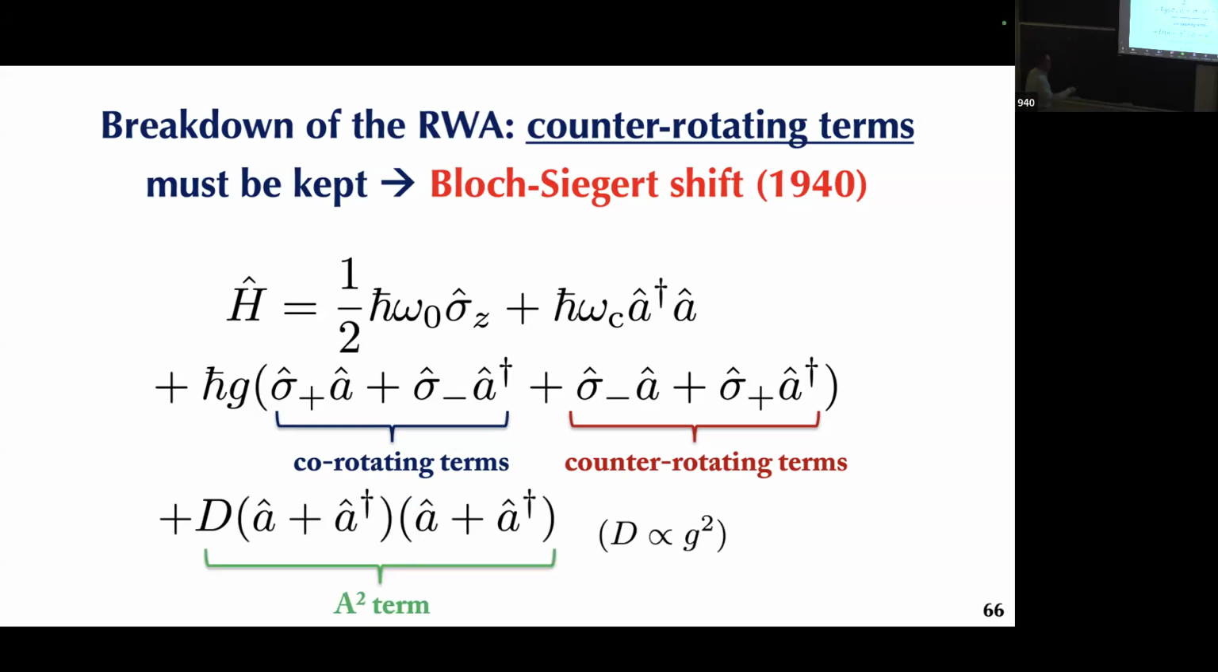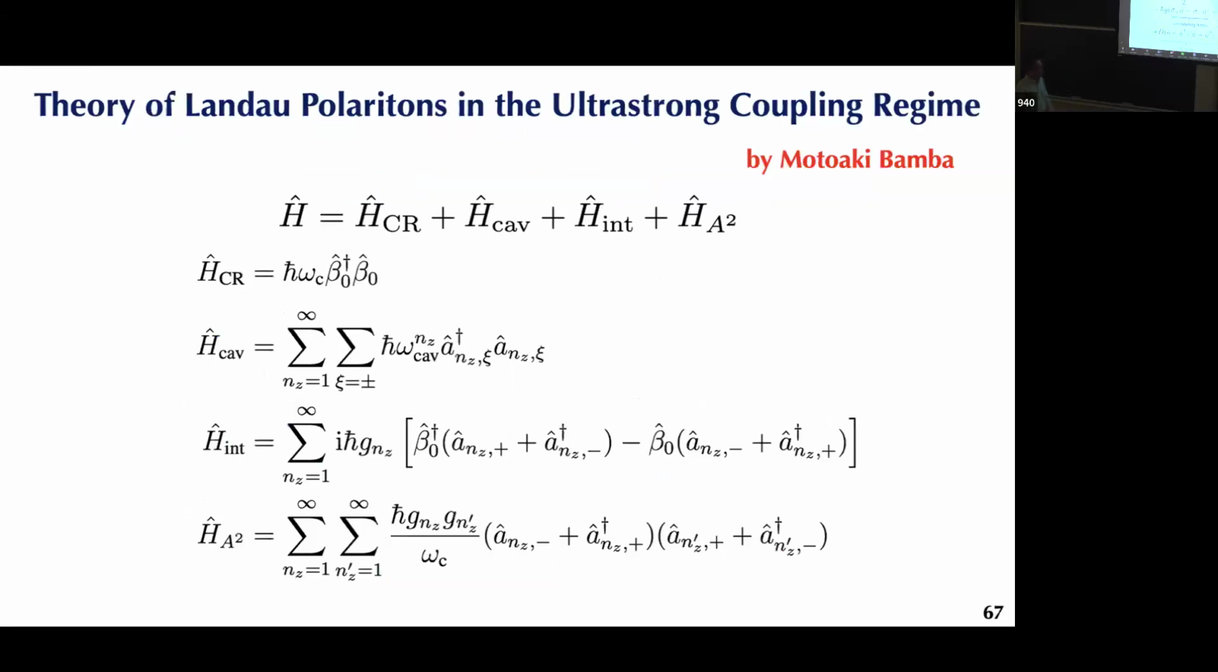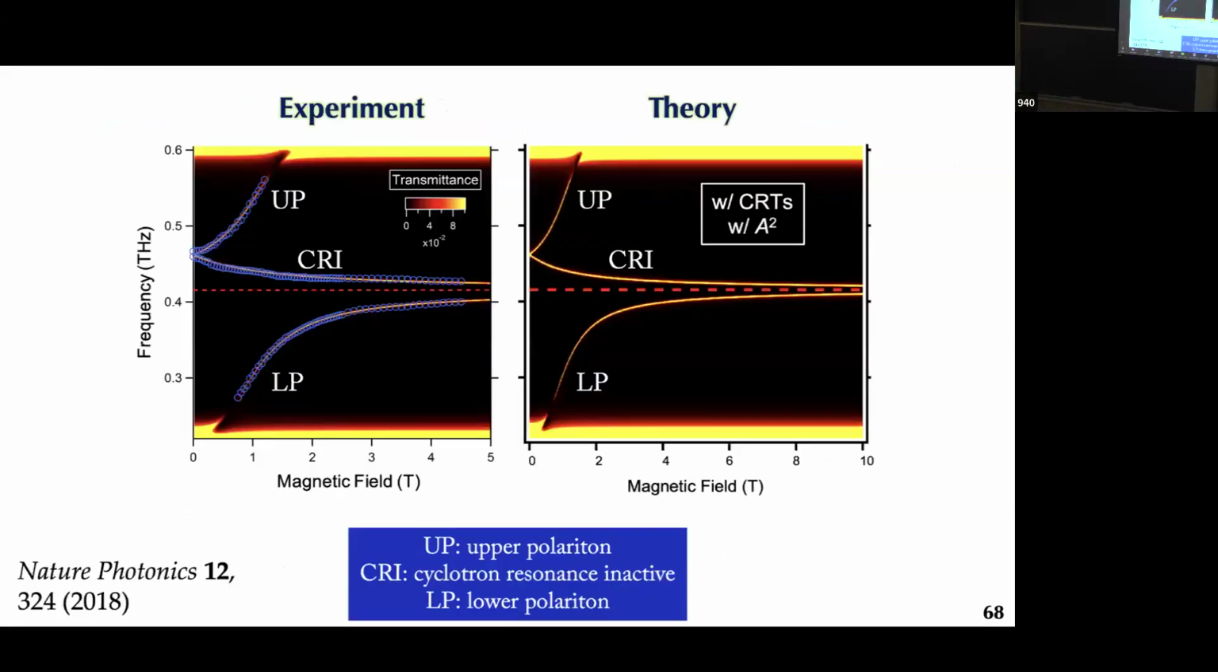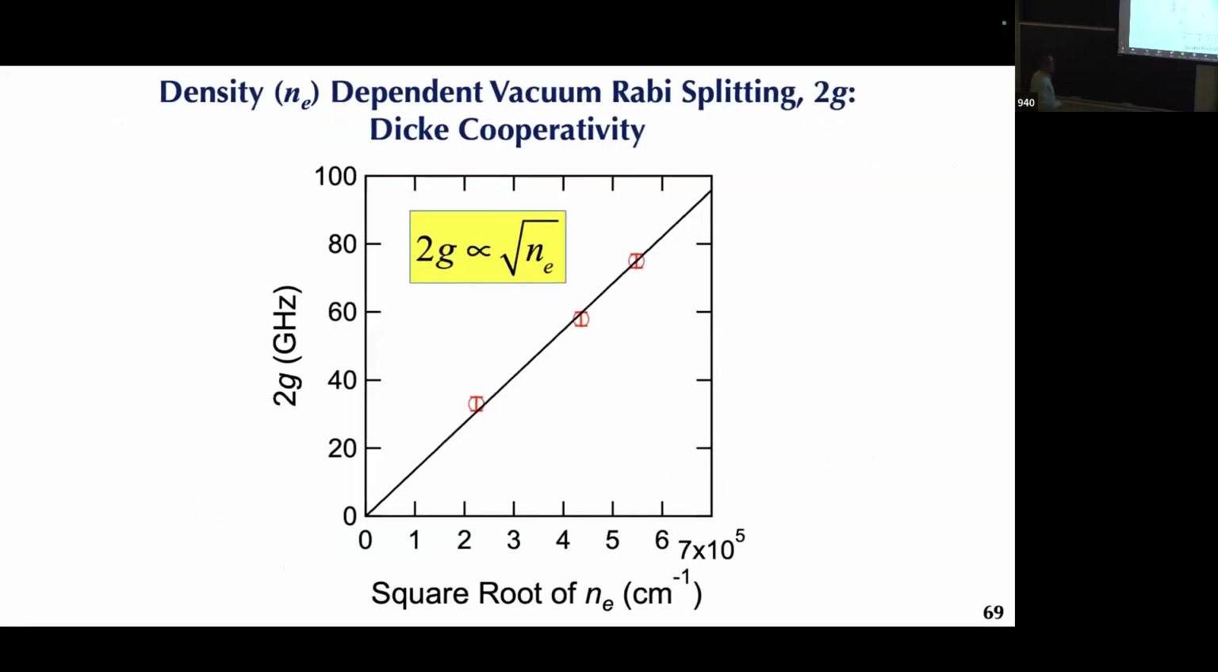In addition, there's another term, the so-called A squared term. This corresponds to the A squared term that I mentioned before. So all these become important in the ultrastrong coupling regime, and we collaborated with a theorist, Motoaki Bamba. He wrote down all the terms for the Hamiltonian. We were able to identify this CRI branch to be the spectroscopic evidence for the Bloch-Siegert shift, which is the evidence that the rotating wave approximation is broken.